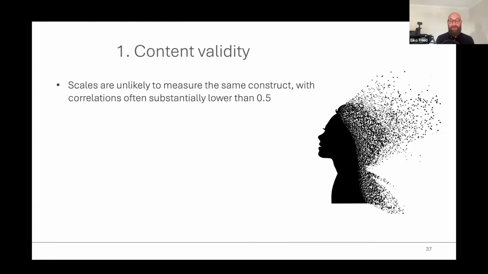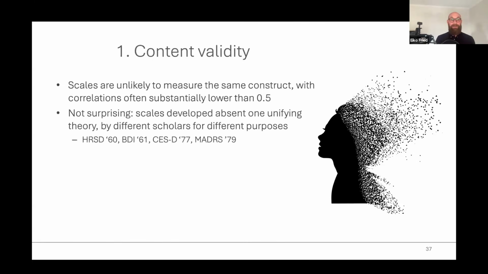And the same goes here for the scale intercorrelations. If you have a clinical sample and you use the Hamilton and the Beck, at the beginning they will be correlated 0.3, 0.4, and at the exit they will often be correlated at 0.7, 0.8. It is not surprising that these scales measure different constructs, because they were developed using different theories of what depression is, by different scholars, for very different purposes.